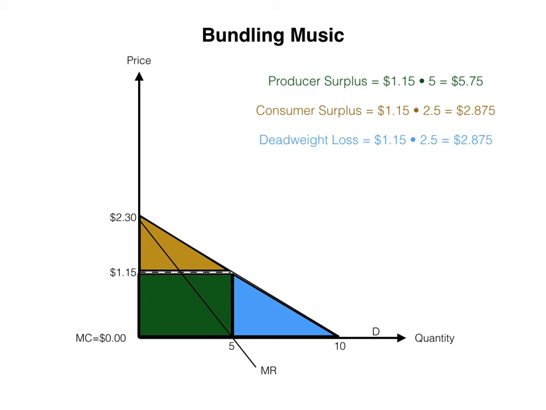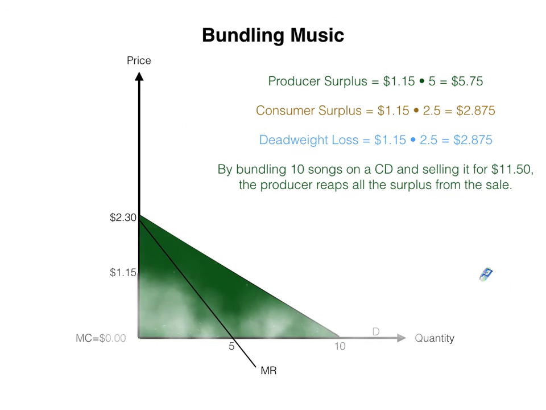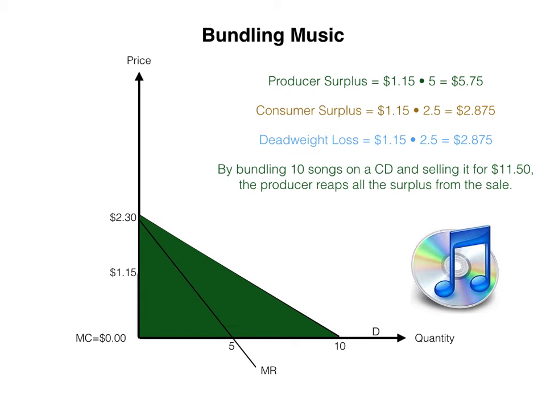This is value to the consumer above and beyond the marginal cost to the producer of distributing 5 more songs. So one thing that record companies do is when they bundle a CD, they simply charge one fee to get all 10 songs, and therefore you're buying songs that you don't really value as greater than $1.15, but they can still get you to buy them all, and they've reaped the total surplus from the consumer, and now they're making $11.50 for selling the 10 songs that consumers buy.